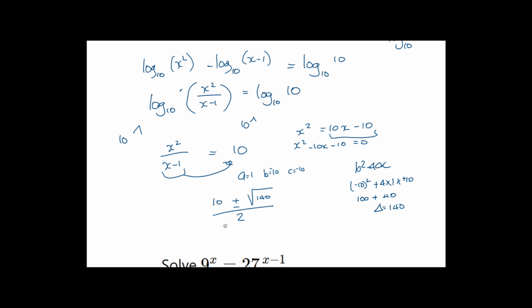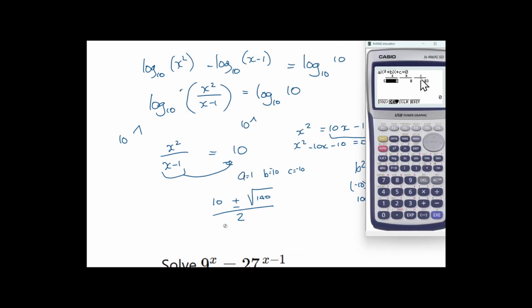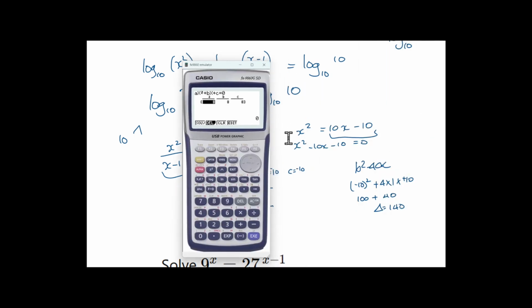Let's do it on the calculator. So let's do it on equation solver for polynomial. It's degree 2, and it is this one here. So 1 x squared minus 10 minus 10. Yep, it's going to give us those two answers.